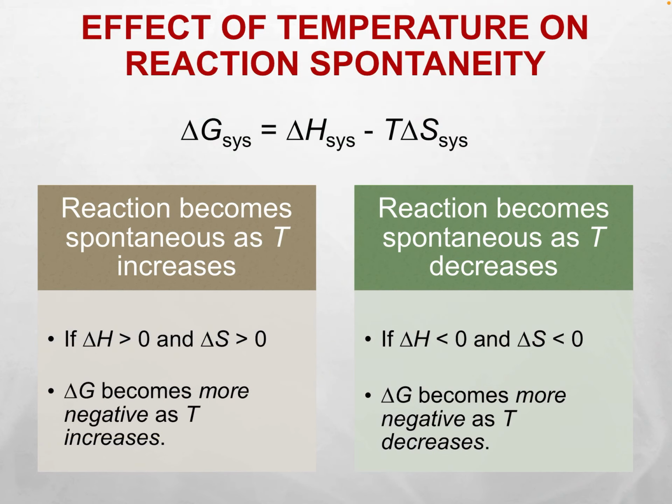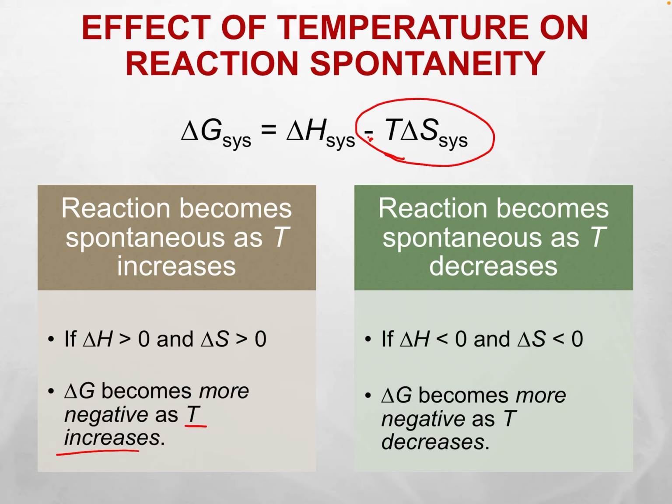But the part that's different is if the signs match. So if they're both positive or they're both negative. If they're both positive, then we need this term to be bigger, because of the negative here, we need that term to be really large to make our delta G negative. That means we need to have an increasing temperature.